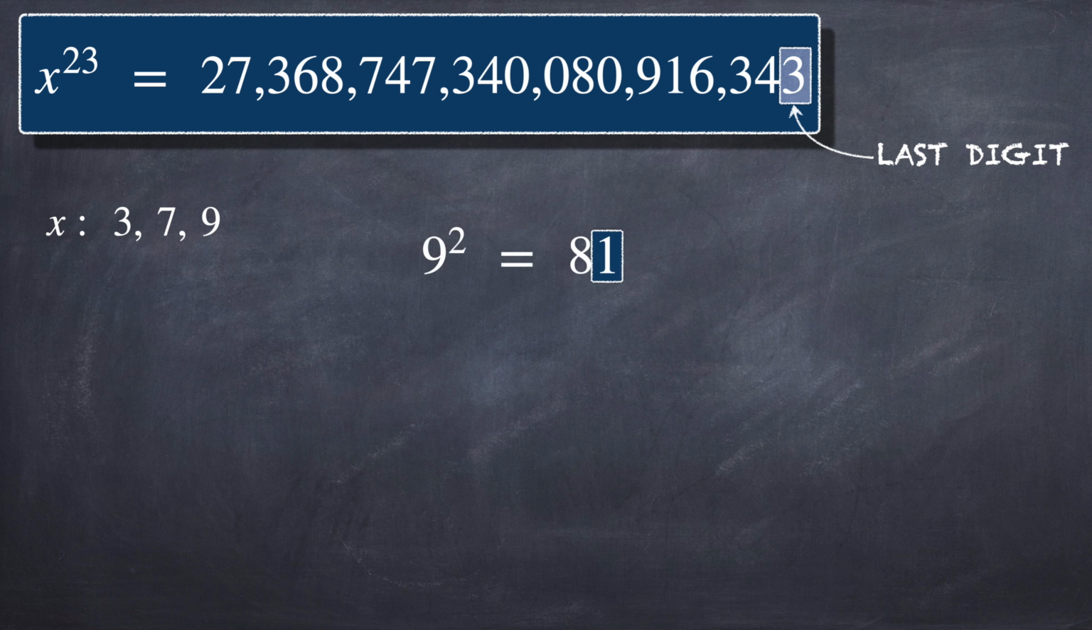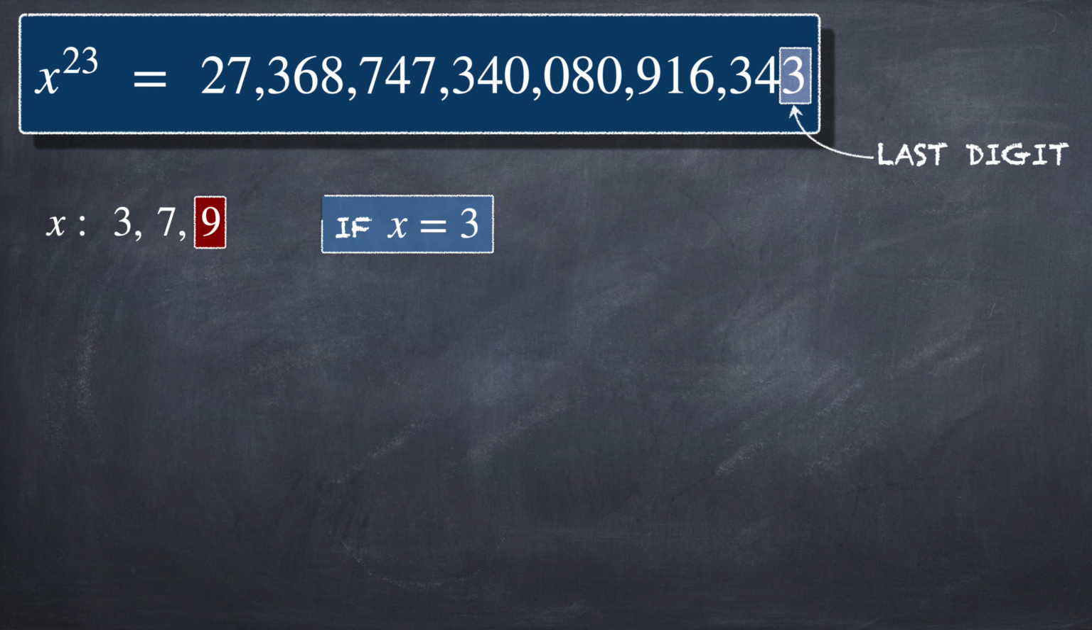For the same reason, we can eliminate 9. Since 9 squared is 81, the last digit is 1. The next term, 9 to the power of 3, has a 9 as the last digit, and so on. It will repeat a sequence of 1, 9, 1, 9. So there is no possibility of having 3 as the last digit for x being equal to 9. Okay, so the only possible solutions are 3 and 7.